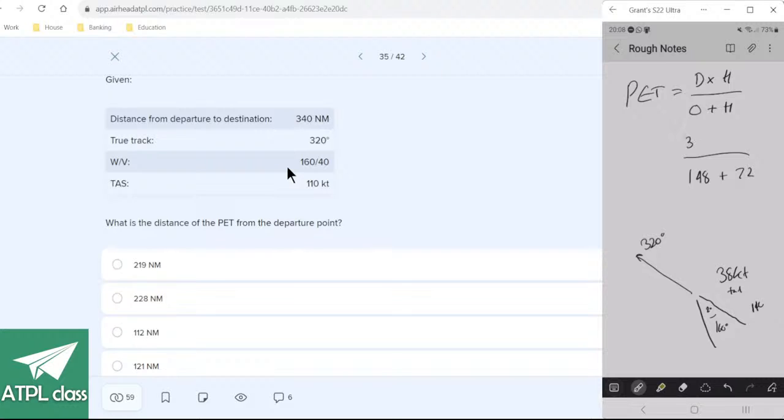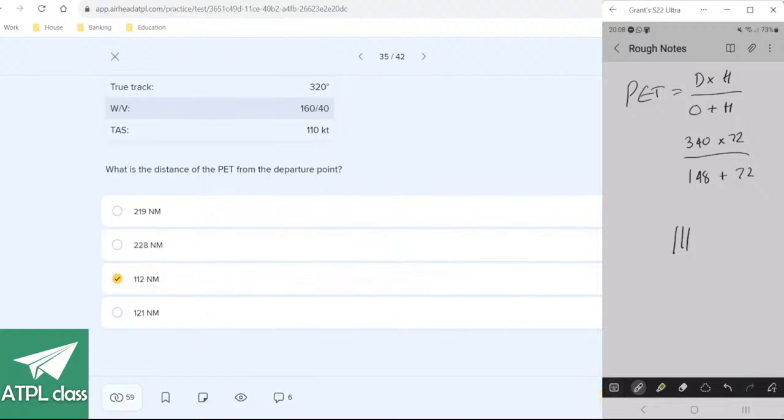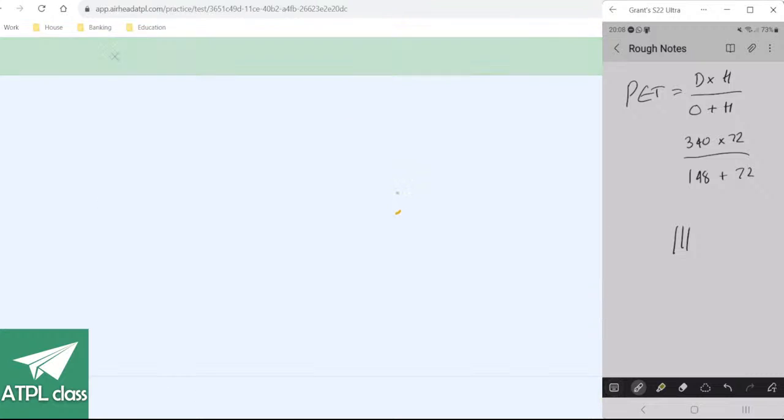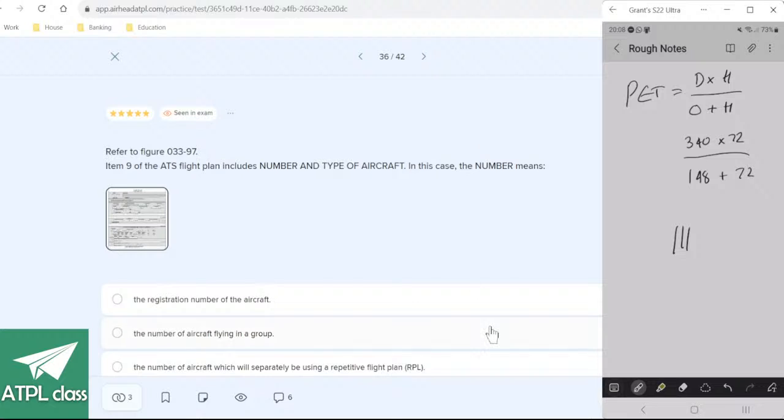And we've got 340 times 72 up there, divided by 148 plus 72, and we've got 111. Is that an answer this time? 112. Pretty close. Yes. Okay, next question.